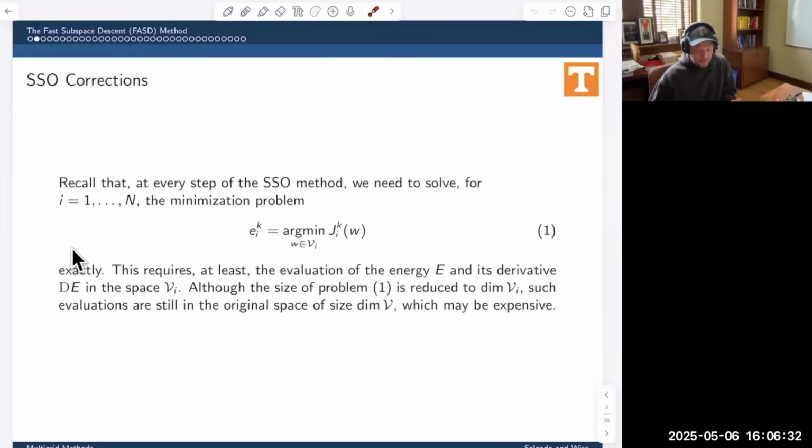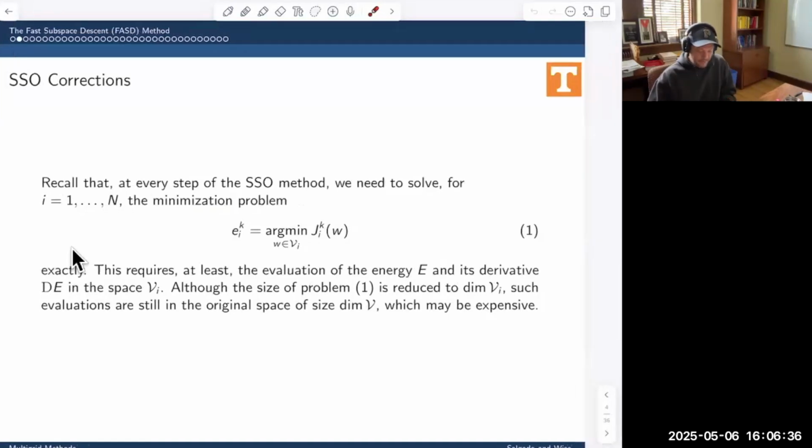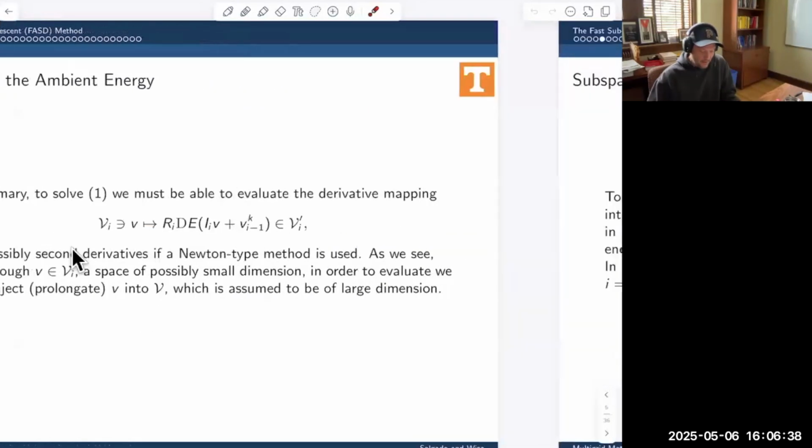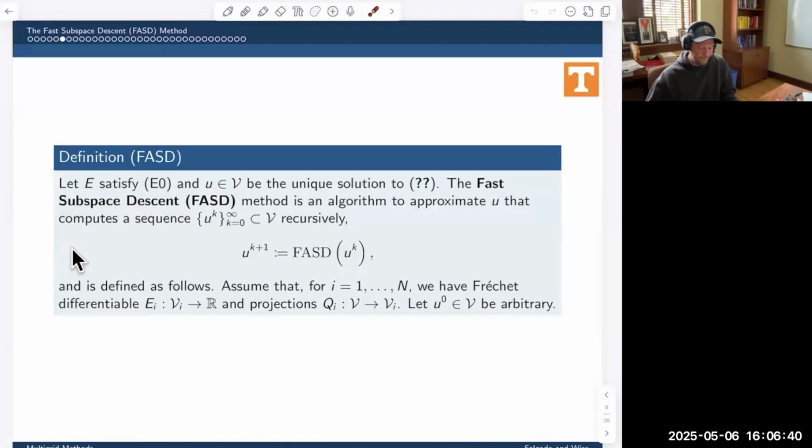It's probably good to remind you about the definition of the FASD method. So let's get into that first. This is all a review, more or less, from what we talked about last time, and I just want to recall to your memory the precise details of this definition.